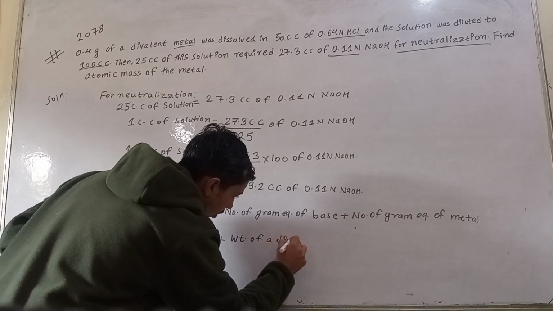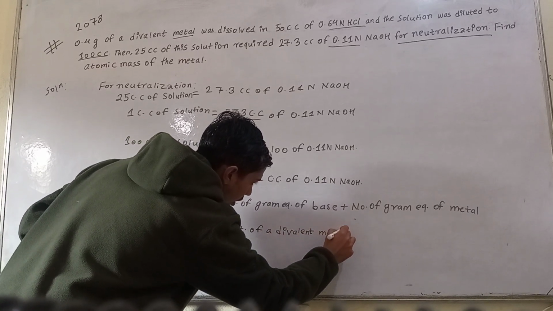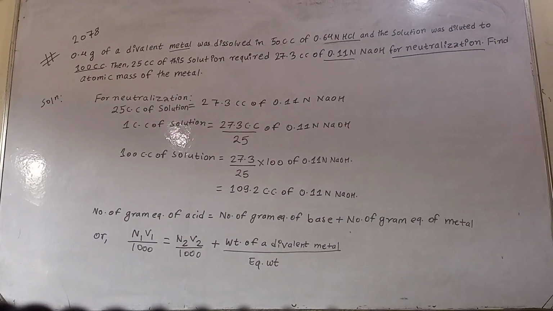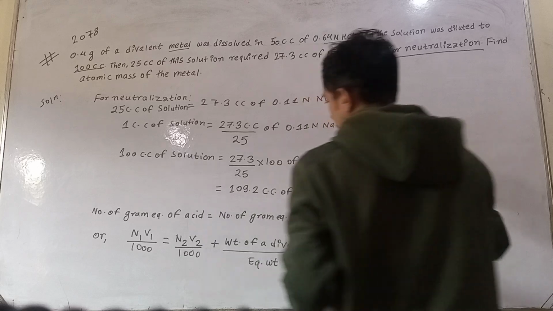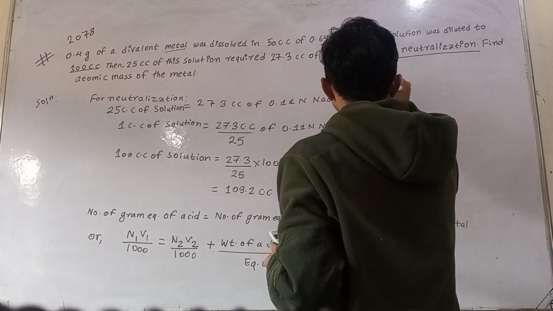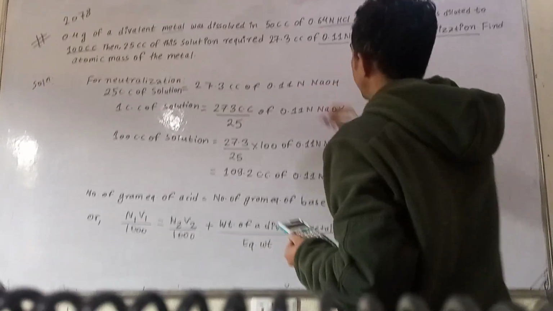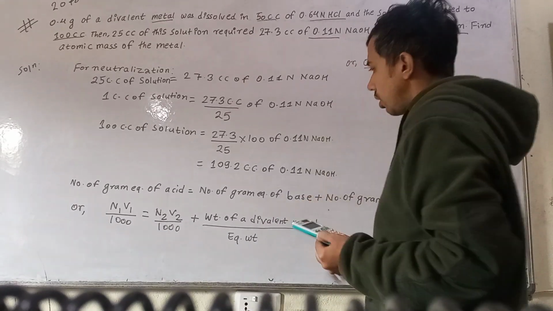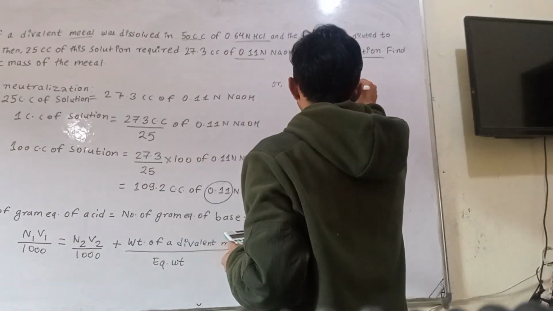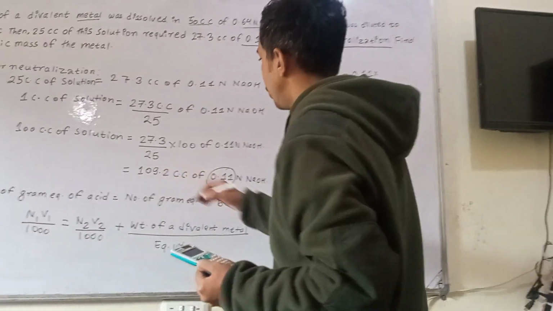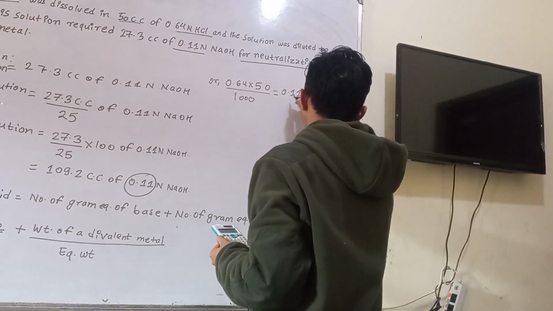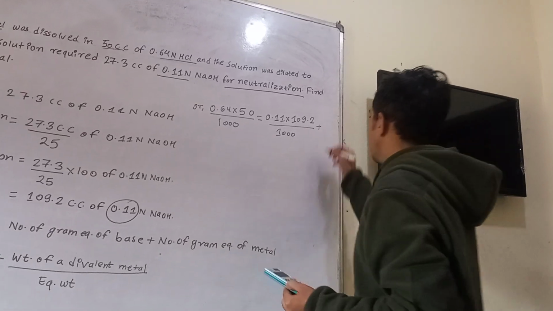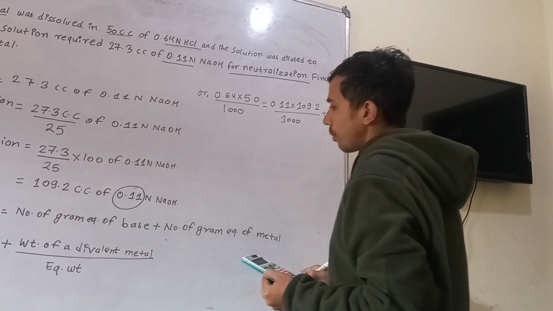Here we have not been given the normality, so we use a different formula, that is weight of a divalent metal upon equivalent weight. The normality of acid is given, 0.64, volume of the acid is 50 cc, so 0.64 into 50 upon 1000 equals base 0.11 into its volume 109.2 upon 1000 plus weight of the divalent metal, that is 0.4 gram upon equivalent weight.